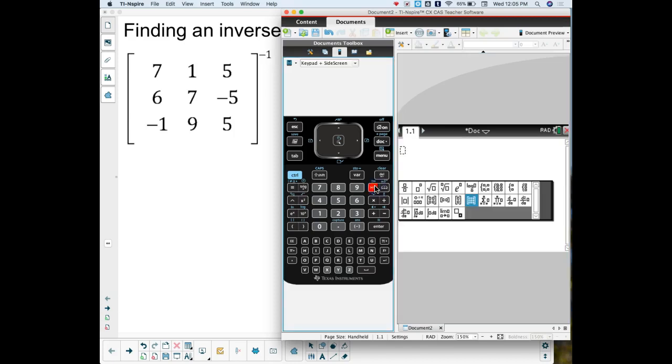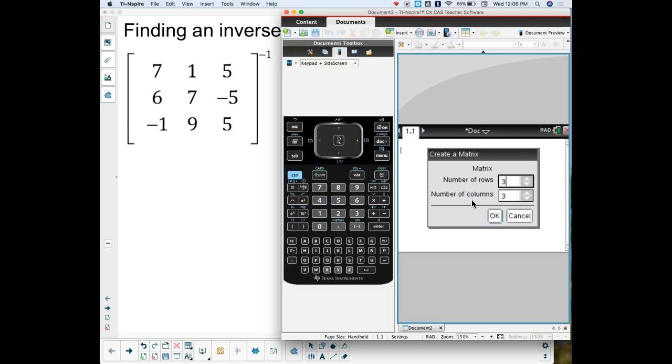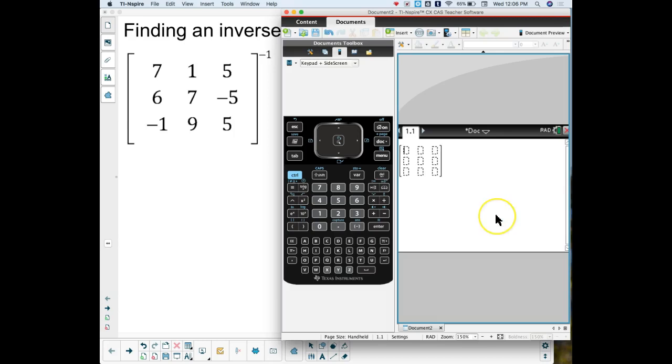I find it here in the shortcut tab, and this one that looks like a 3 by 3 matrix, highlighted in blue right now. Click on that one, and that's going to allow me to set the size that I need it to be. I want it to be a 3 by 3 matrix, so I'm going to go there. Then I just type it in: 7, 1, 5, 6, 7, negative 5, negative 1, 9, and 5.